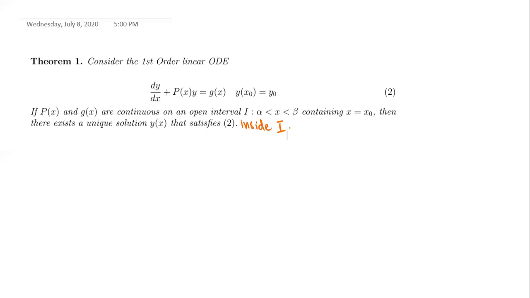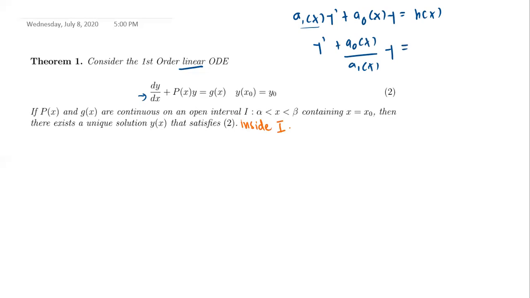So consider the first order linear ODE. We're specifying that it's linear. We know that a first order linear ODE is going to have this form. Why? Well, you start with something that looks like a1 of x, y prime, plus a naught of x, y equals, say, h of x. So this is the general form of a first order linear ODE. Divide everything by a sub 1, so we get y prime plus a naught of x divided by a1 of x, y equals h of x divided by a1.